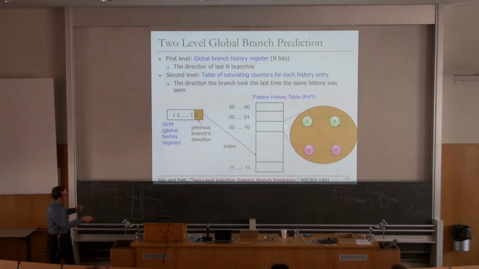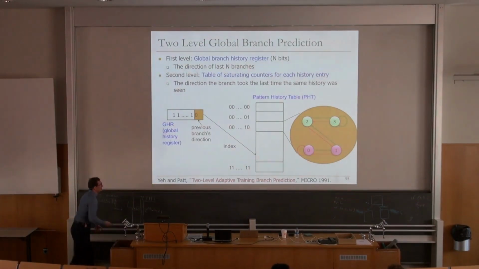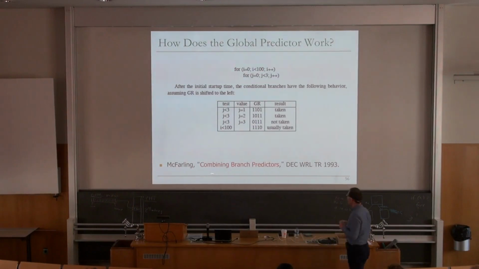And inside each of these entries, you can have a 2-bit counter, a 1-bit counter, or a 3-bit counter. We'll see that actually in one of the implementations. Okay, so what does this buy us? Basically, this buys us very good prediction, for example, in this example. This is from the paper that you're reading.